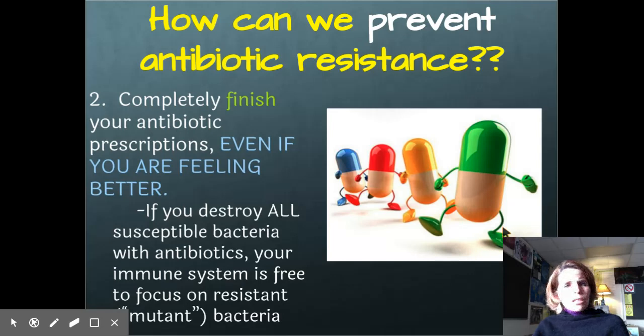So it's really important that we take antibiotics carefully and that we are not careless with such a powerful medicine.